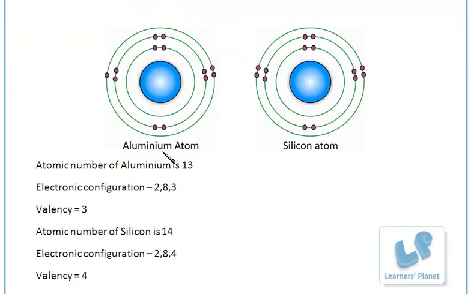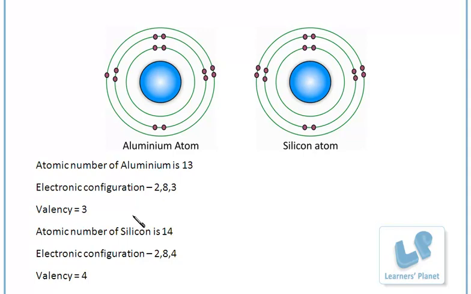Say for example aluminium. Aluminium is a metal. Now the atomic number of aluminium is 13. So what will be the configuration? That is how the electrons will be distributed in different energy levels: 2, 8 and 3. So what will be the valency of aluminium? It will be 3. That is, the valency is equal to the number of electrons in the outermost shell. So that is the valency.